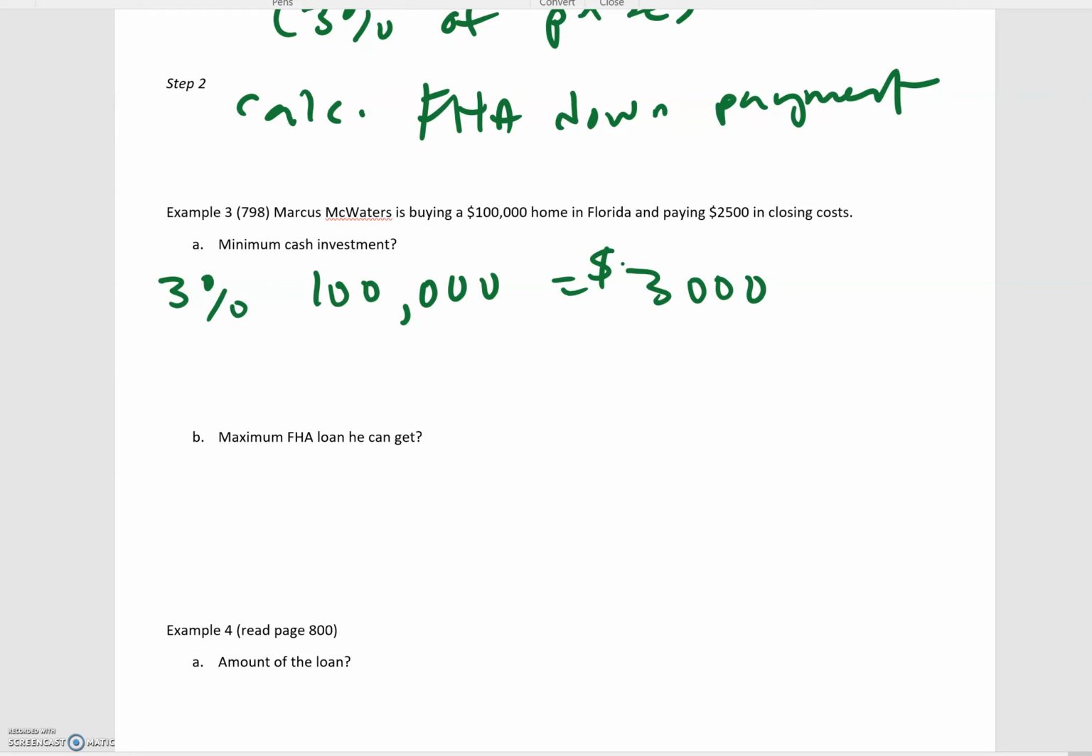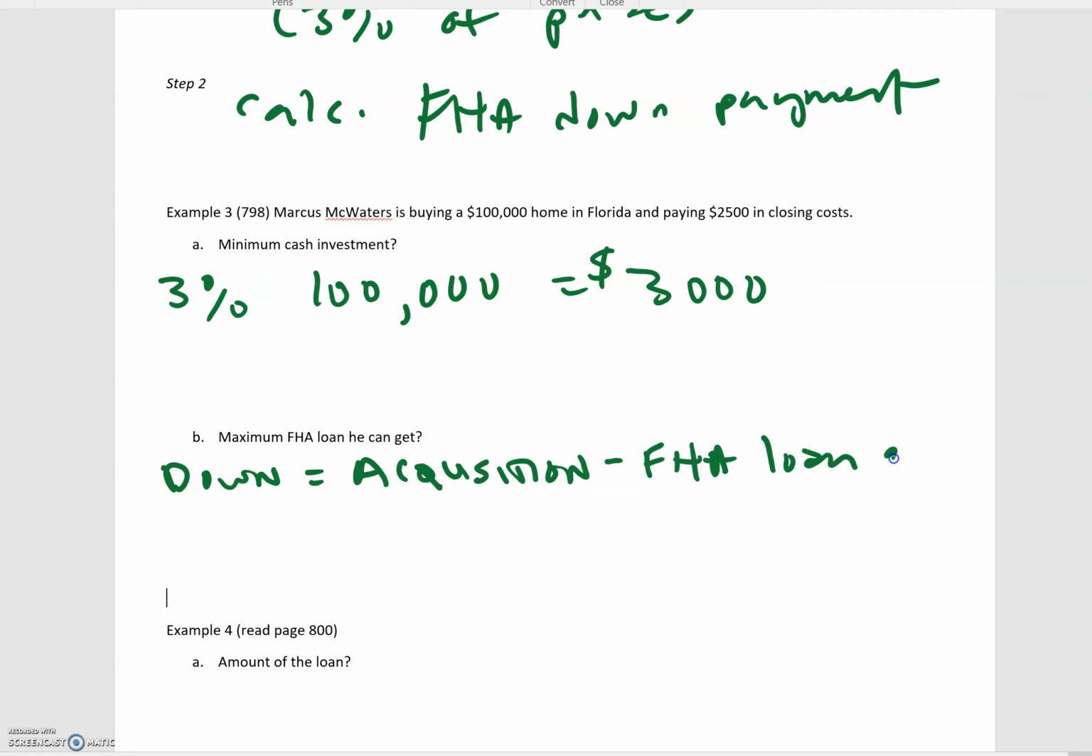But with the FHA, when you figure out the down payment, you figure out what the acquisition price is, and you subtract the FHA loan amount to figure that out. So the acquisition is the sum of the house and the closing costs.